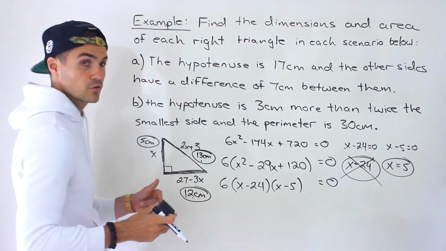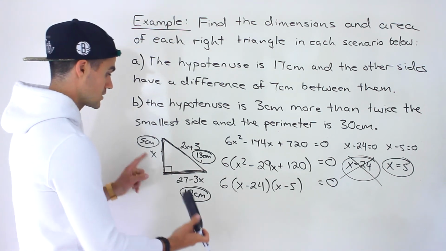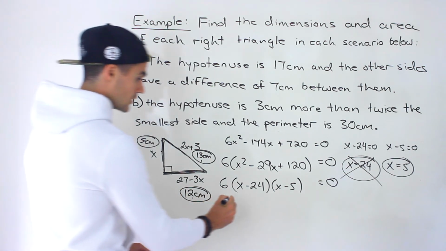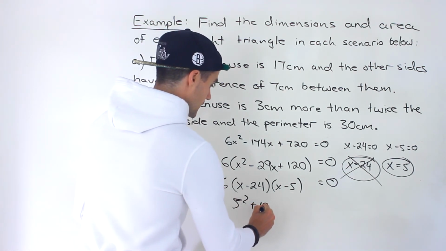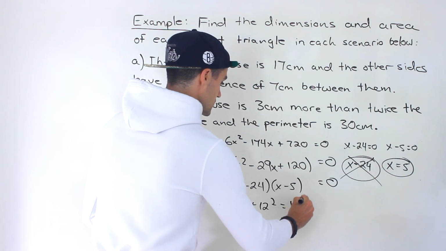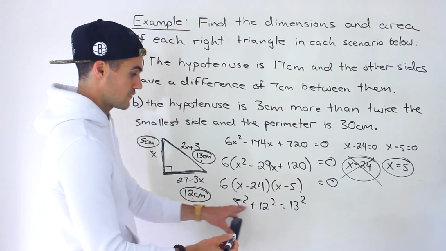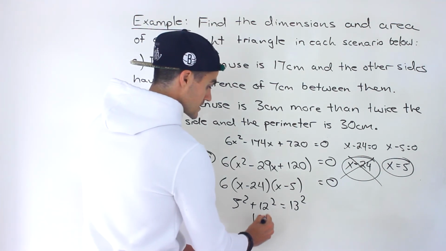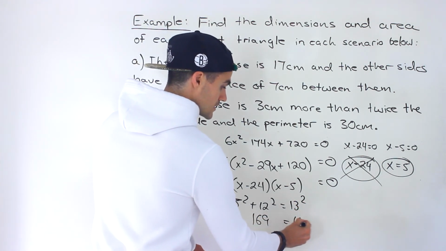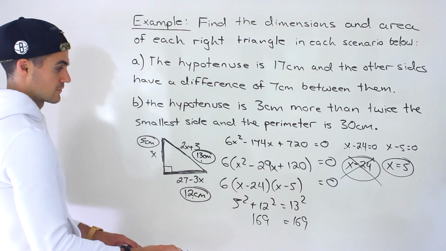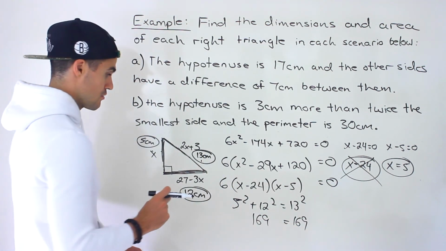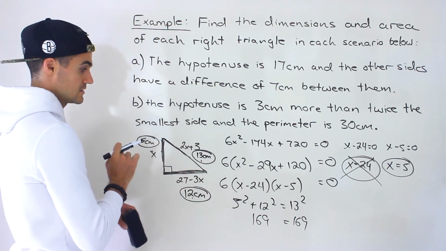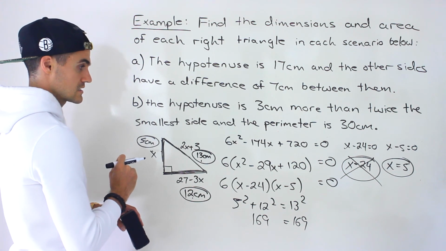And then all of these, if you want to check it, like I mentioned in the last one, you could make sure that the Pythagoras theorem holds. 5 squared plus 12 squared should equal 13 squared. And it does, because you'll have 25 plus 144, which would give you 169, and 13 squared is 169 as well. Okay, so you could be pretty confident that these are the correct solutions. These are the correct dimensions here for this second triangle.